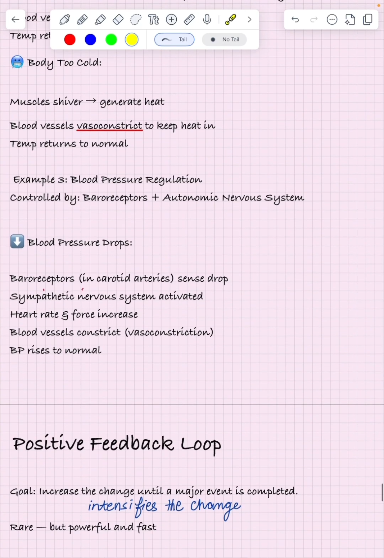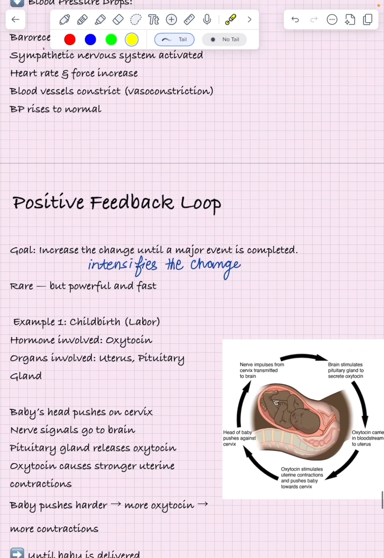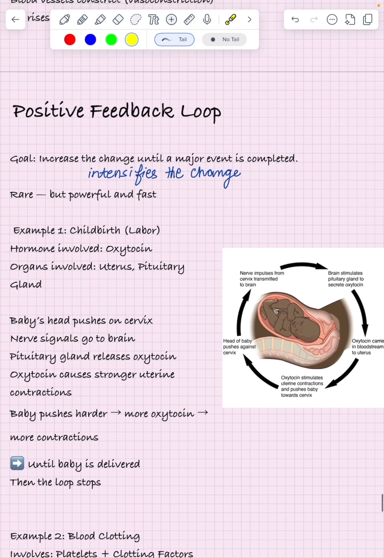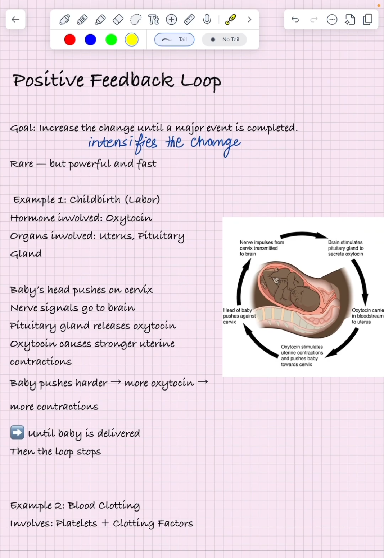Next, we're going to talk about our positive feedback loop, whose goal is to intensify the change until the major event is completed. It's going to intensify the change so much to the point where the major event is completed. It's rare, but it's powerful and fast. For example, when a baby is born. We have a few hormones involved. First is oxytocin, and we have a few organs involved: the uterus and the pituitary gland.